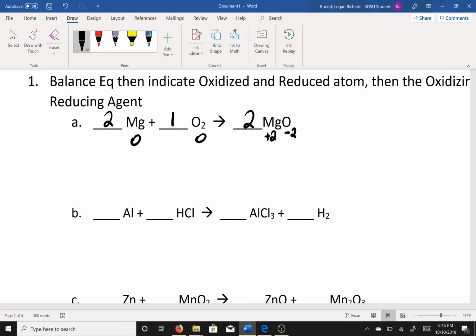So now for oxidation and reduction, we draw an arrow from the magnesium on the left to the magnesium on the right, the oxygen on the left to the oxygen on the right. Now, oxygen's charge went from 0 to -2. So it gained electrons, which we know means it's reduced. And magnesium gained charge or lost electrons, which means oxidized.